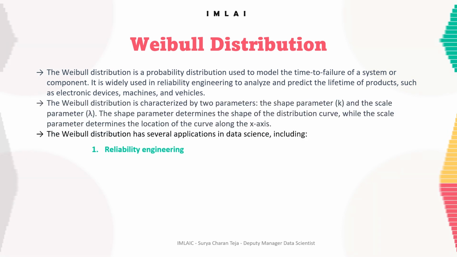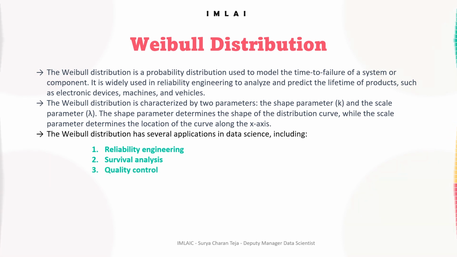Now, the Weibull distribution has several applications in data science, including reliability engineering. It is commonly used to model the lifetime of products and to analyze the reliability of systems. Engineers use Weibull analysis to determine the probability of failure of a product or component at a specific point in time and to optimize maintenance schedules. Then we have survival analysis. The Weibull distribution is often used in medical research to analyze survival data, such as the time to death or time to failure of a medical treatment.